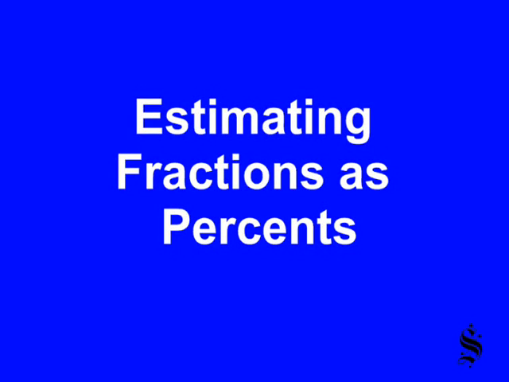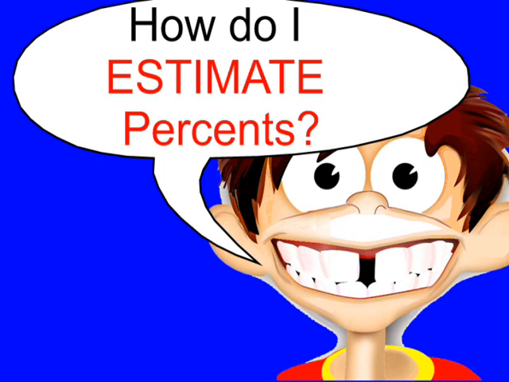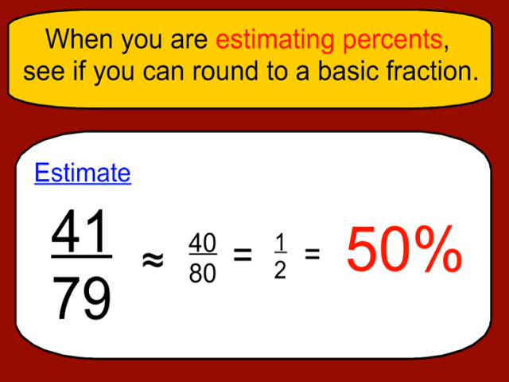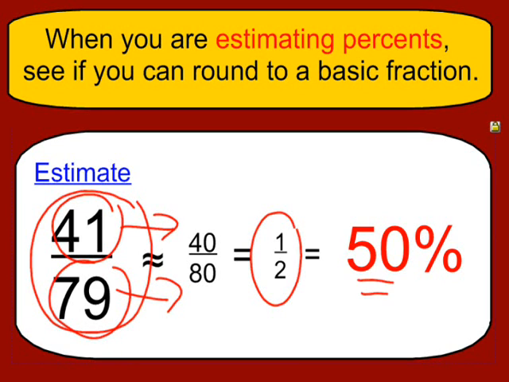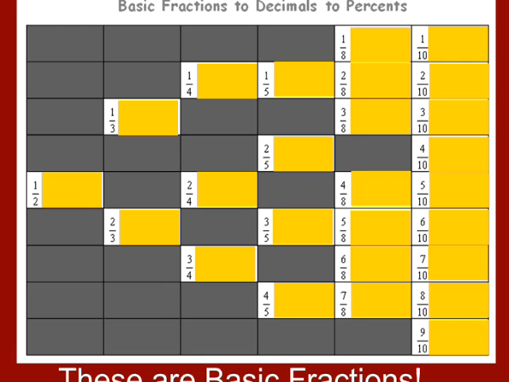Estimating fractions as percents. Well, how do I estimate fractions as percents? Well, it's pretty easy. What we do is we take a fraction and we round the numerator and we round the denominator and we try and look for a basic fraction that we can easily convert into a percent. Now when I say a basic fraction, I'm talking about all these basic fractions. So let's just take a look at some of these.